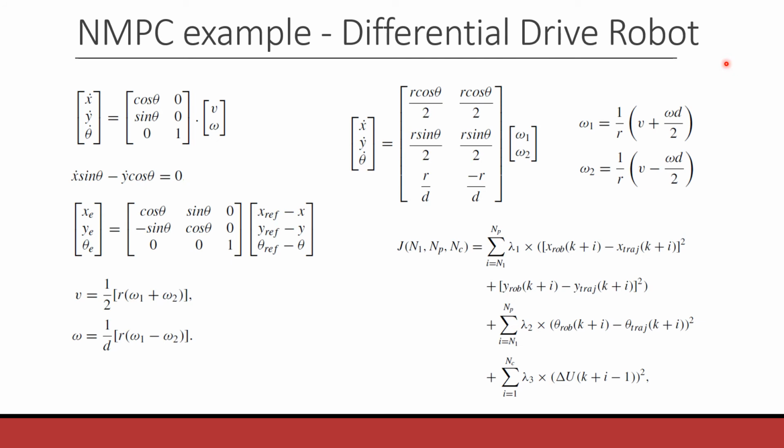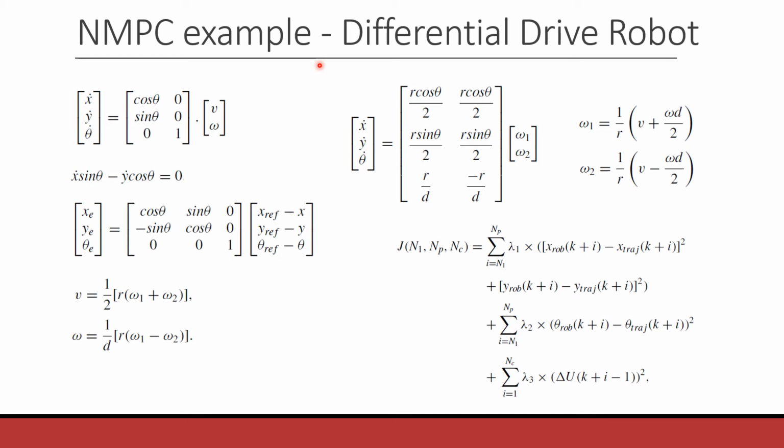Now let us discuss the NMPC example using a differential drive robot that is presented in the paper. The relevant variables for the kinematic model of a typical two-wheel differential drive mobile robot are its center position coordinates, that is xR and yR, its angle of orientation, that is thetaR, along with its linear and angular velocity vR and omegaR respectively. For the classical prediction model described in equation 1, the constraints shown in equation 2 must be respected in order to avoid lateral slipping of the wheels.